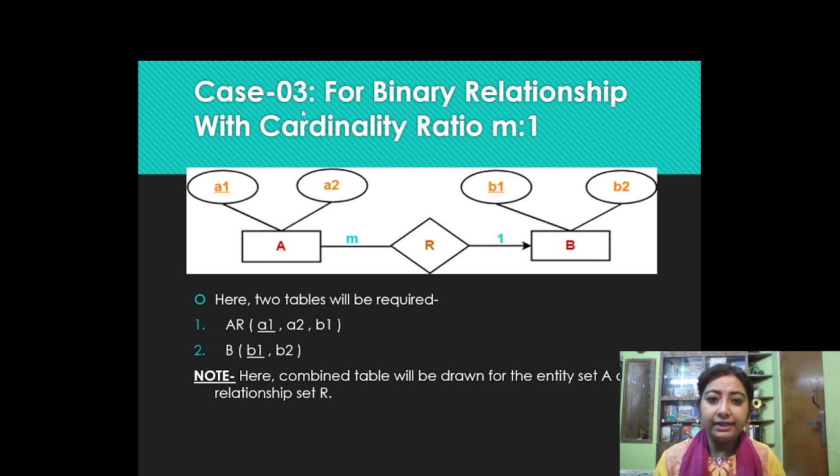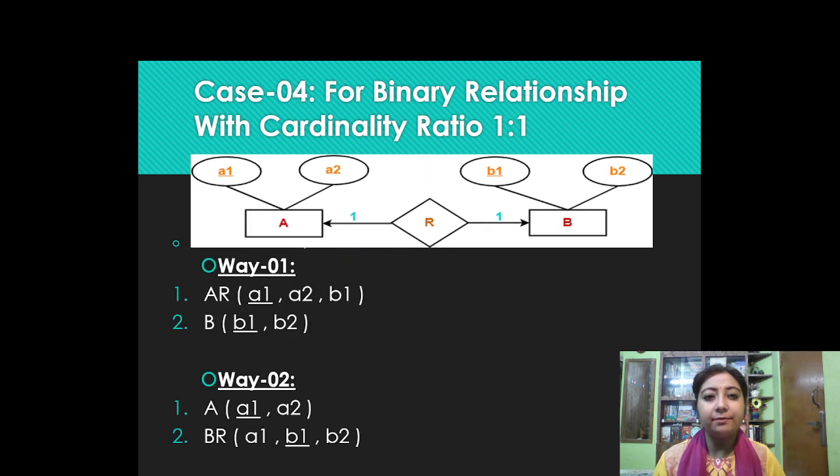Case number 3 is just the opposite of case number 2, where A now has cardinality ratio M, and the B side is 1. So the stronger side is A. That's why A is now combining with R with the values A1, A2 and B1. A1 is the primary key and B1 is the foreign key here, where B is the next table, which has no other foreign keys, only its primary key B1, and B2 is the normal attribute.